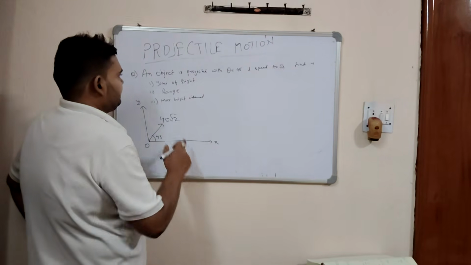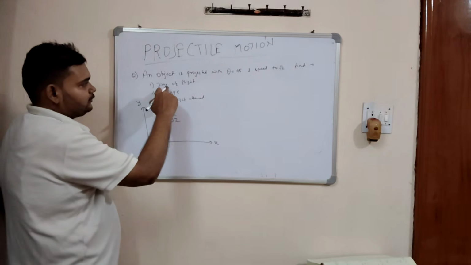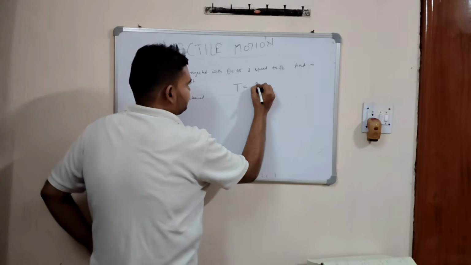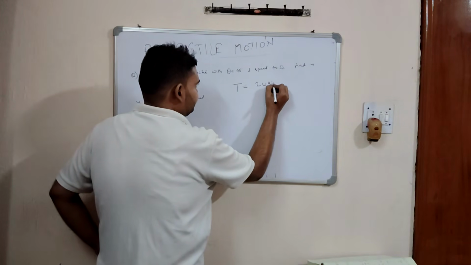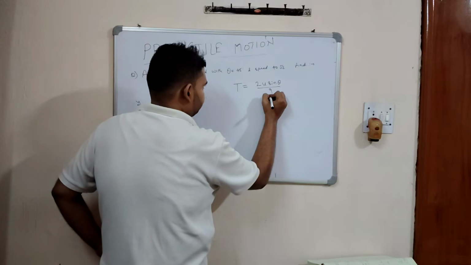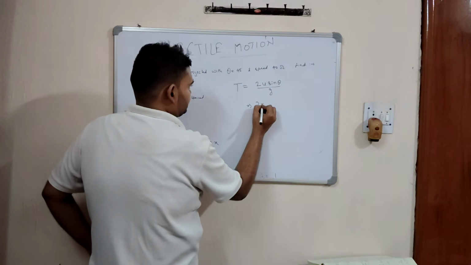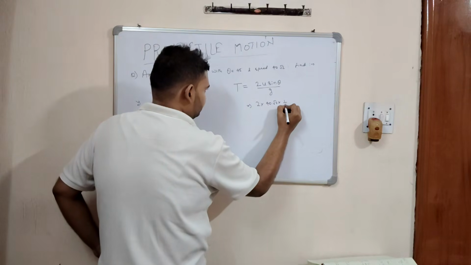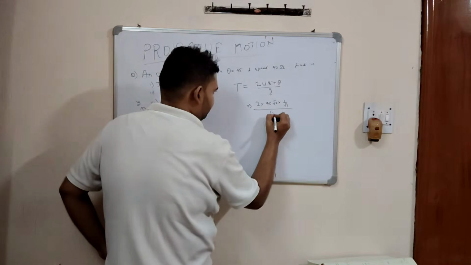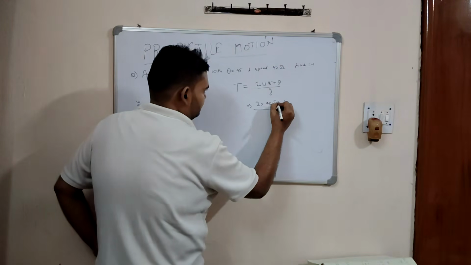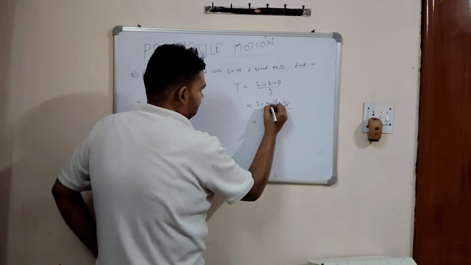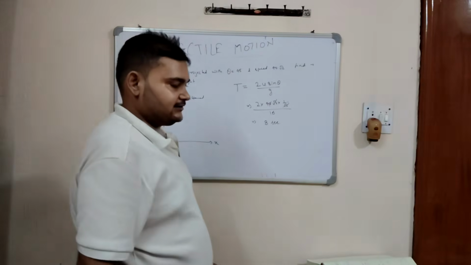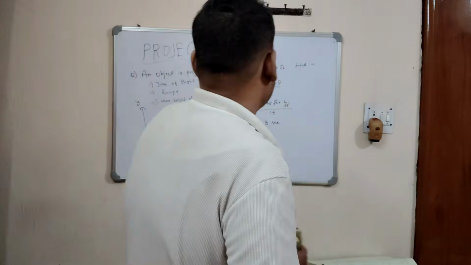First of all we have been asked to calculate the time of flight. From the formula, time of flight is nothing else but 2u sine theta by g. 2u is 40 root 2, sine 45 is nothing but 1 by root 2, and then we are dividing it by 10. So root 2 gets cancelled, 10 gets cancelled, and it comes to 8 seconds. So the time of flight is 8 seconds.